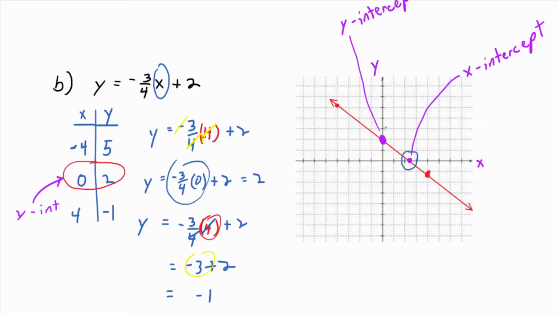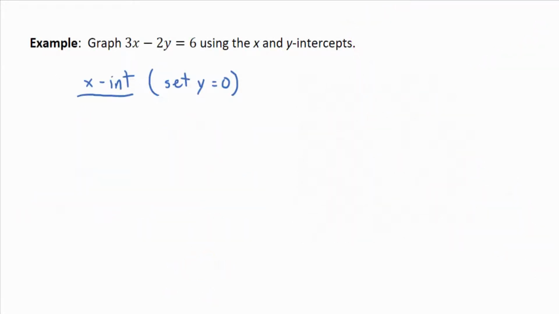And likewise, if we want the y-intercept, what's the value of x right there? On the y-axis, the value of x is 0. So you set x equal to 0 to get the y-intercept. If you ever forget that, you can just draw a picture of a generic line. Oh yeah, x has to be 0 there, so to get the y-intercept, set x equal to 0. Oh yeah, y has to be 0 there, so to get the x-intercept, set y equal to 0.